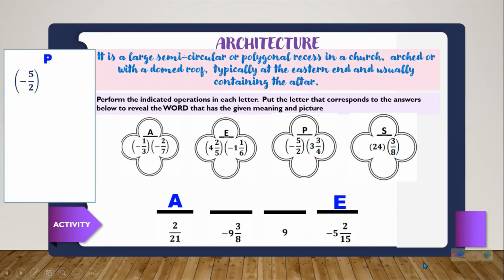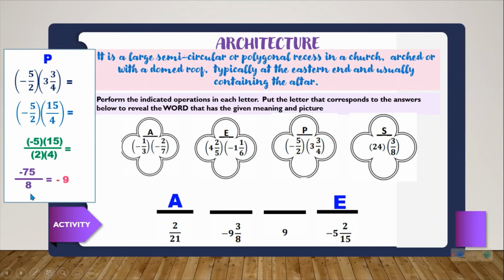Letter P. So, negative 5 over 2 times 3 and 3/4. So, negative 5 over 2, copy lang. And then this one, we will change into improper. 4 times 3 is 12 plus 3 is 15 over 4. Then, negative 5 times 15 over 2 times 4. So, negative 5 times 15, that is negative 75 over 2 times 4 is 8. And then, 75 divided by 8, that is negative 9. So, may remainder siyang 3. So, 3 over 8. So, the answer is negative 9 and 3 over 8. So, ito yon. Dun mo ilalagay yung P.